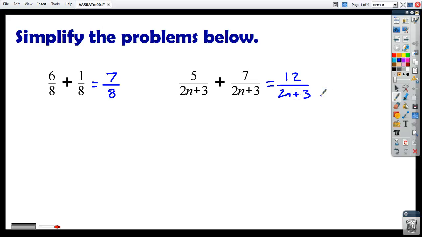So that's what we're going to look at in these upcoming examples, is how what we're doing with rational expressions mirrors what we would do with a normal fraction.